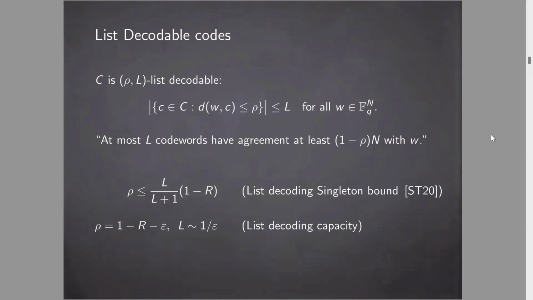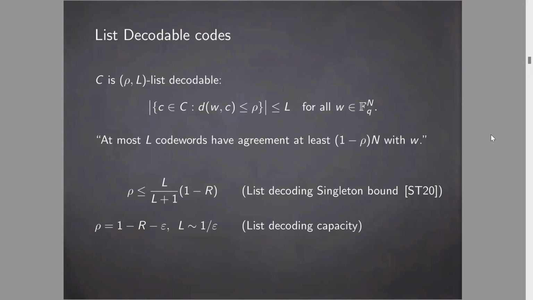And there is a version of the singleton bound which captures the trade-off between the list decoding radius rho, which is the amount of error that we can tolerate, with the output list size big L. So the list decoding singleton bound, which was formally pinned down by Shangguan and Tamo, says that rho can be at most L by L plus 1 times 1 minus R. In other words, if we specify that the output list size must be at most L, then the fraction of errors that we can correct from is at most L by L plus 1 times 1 minus R.